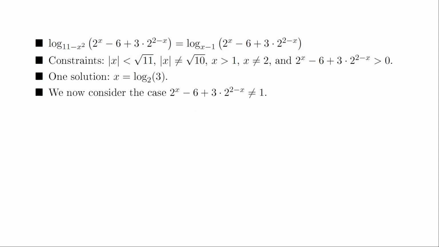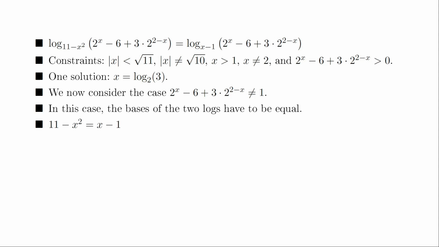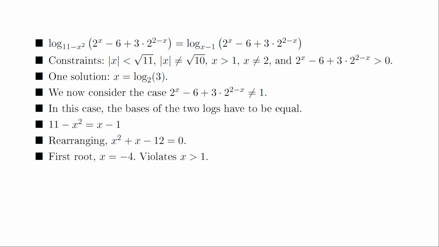We now consider the case when the expression under the logs is not equal to 1. In this case, the bases of the two logs have to be equal. This gives the equation 11 minus x squared equals x minus 1. Rearranging, we get x squared plus x minus 12 equals 0. The solution has two roots. The first is x equals minus 4. This violates the constraint that x should be larger than 1. The second root is x equals 3. This satisfies all the constraints.